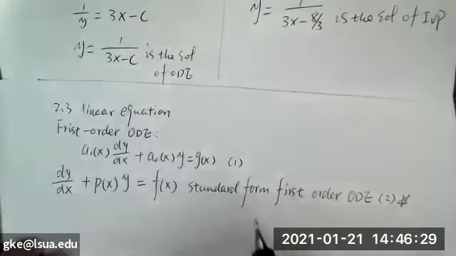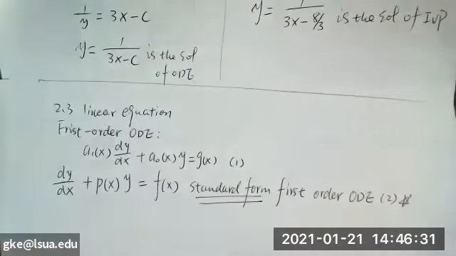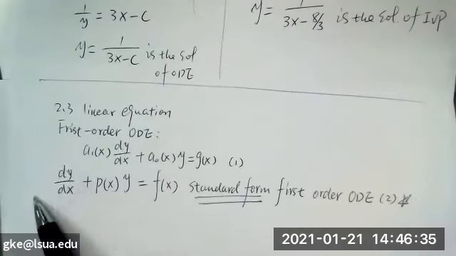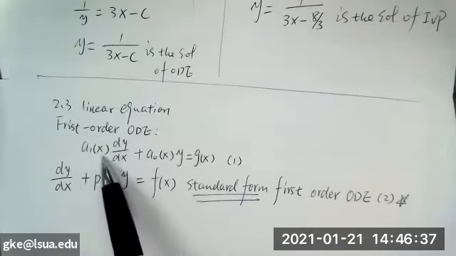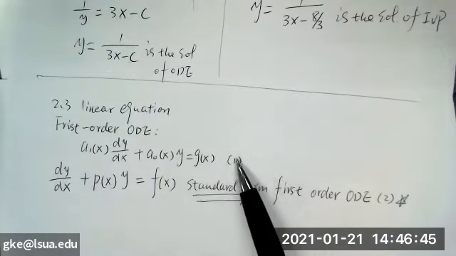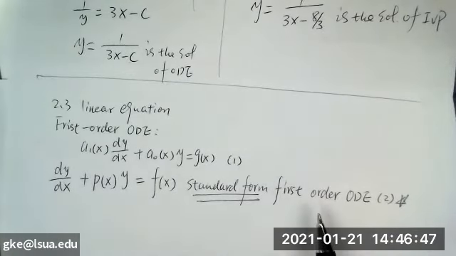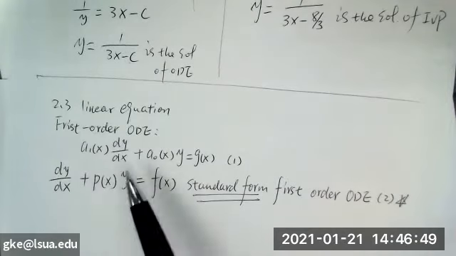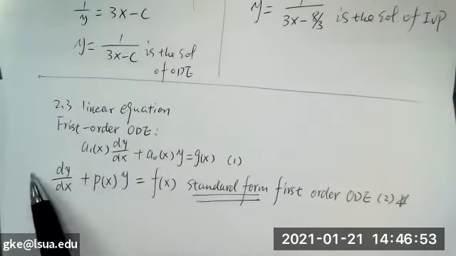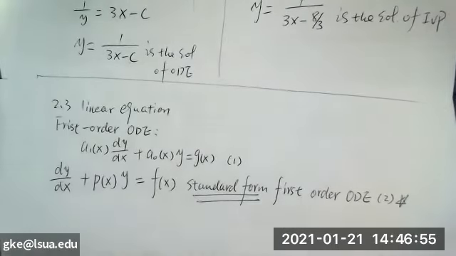Because this is standard form, that is dy over dx, its coefficient is 1. Previously it's a1(x), right? Plus p(x) y equals f(x). And the question is how to transform equation 1 to equation 2. Just divide by a1(x) on both sides. Then you get the coefficient 1 here. Okay, that's the strategy.